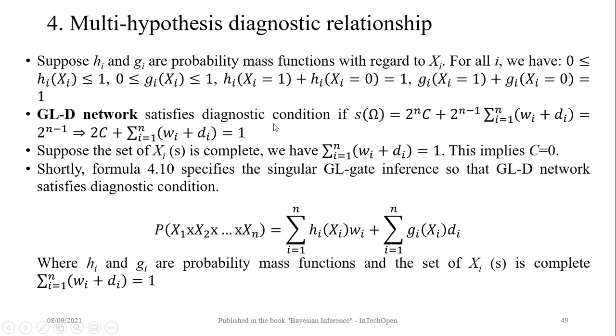The GLD network satisfies the diagnostic condition if S omega equals 2 power n subtract 1. Since the set of SI is complete, we have the sum sigma of WI and DI from 1 to n equal to 1. This implies C is 0. Shortly, the formula specifies the singular GLD inference so that the GLD network satisfies the diagnostic condition here, where SI and GI are probability mass functions and the set of SI is complete. It is the sum sigma of WI and DI from 1 to n equal to 1.